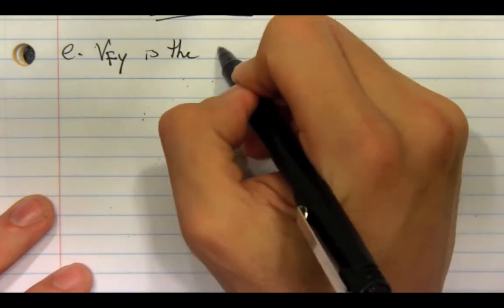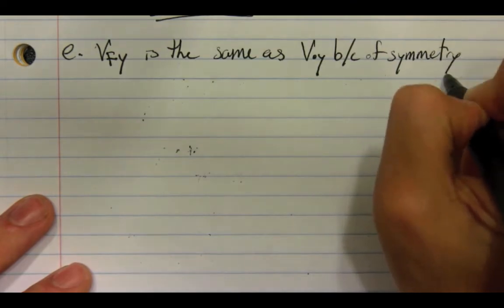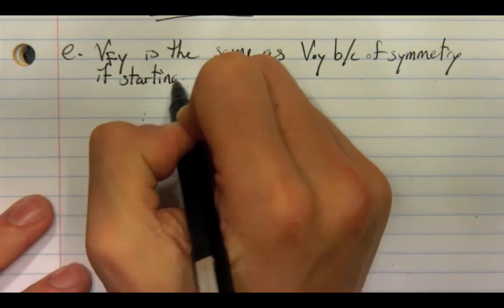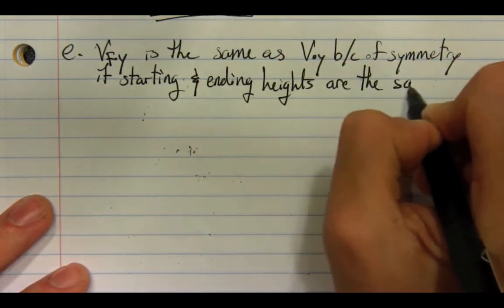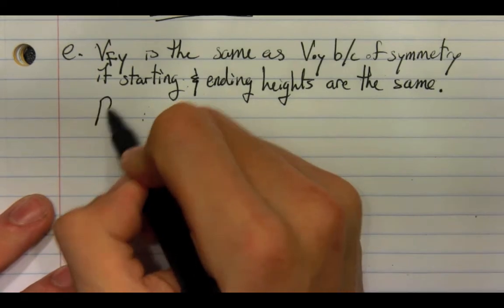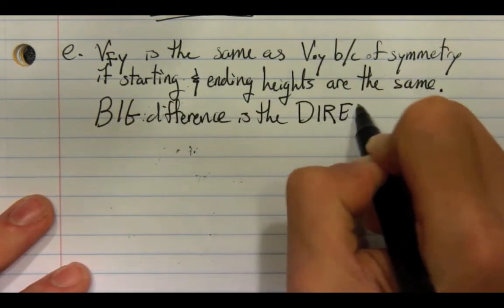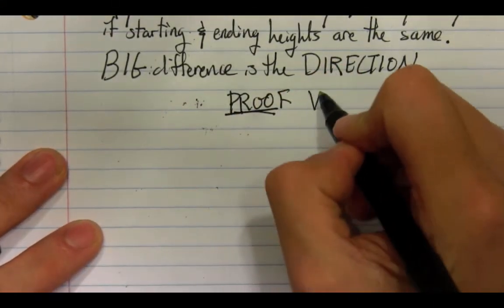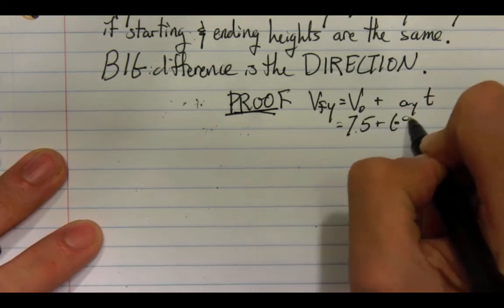Vf of y is the same as v initial y because of this thing called symmetry. Now this is true and only true if the projectile starts and lands at the same elevation or the same heights. The only big difference is that when you start, it is going up, but when it comes down, it's going to be a negative value. And here's my proof.